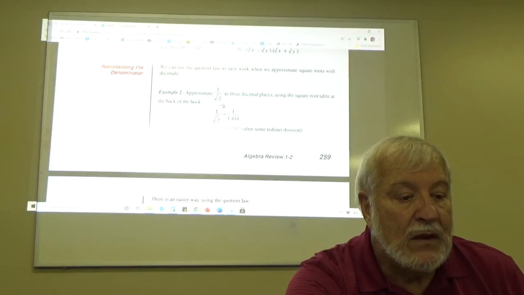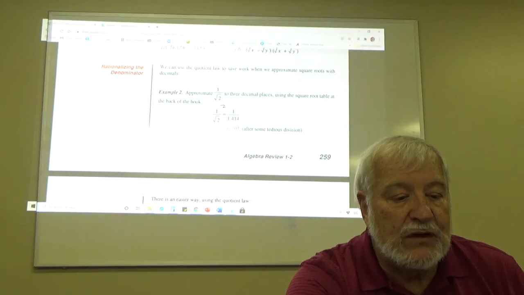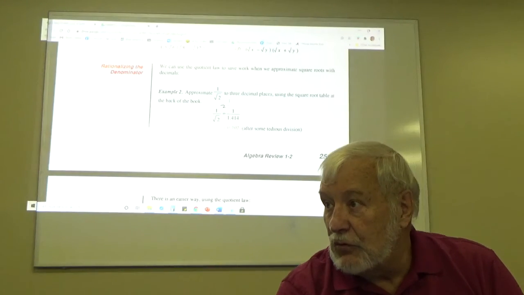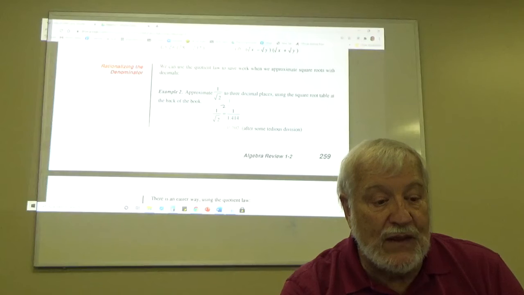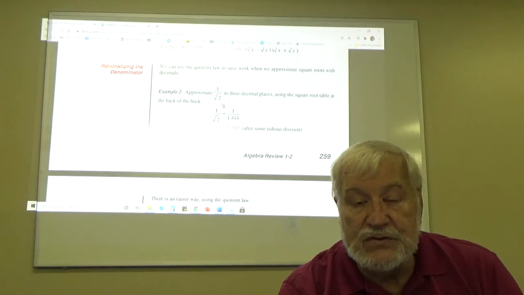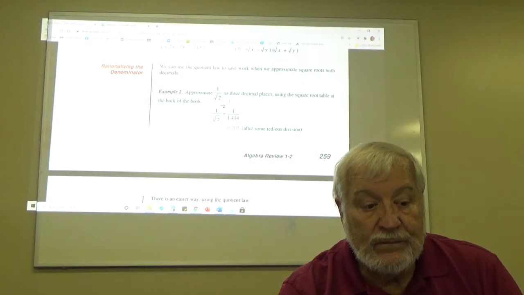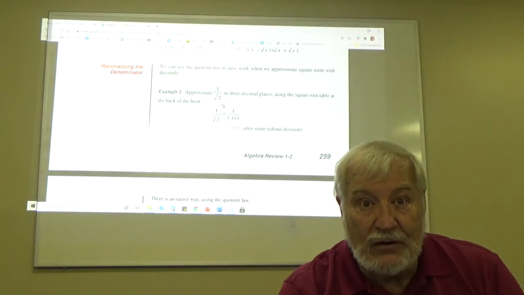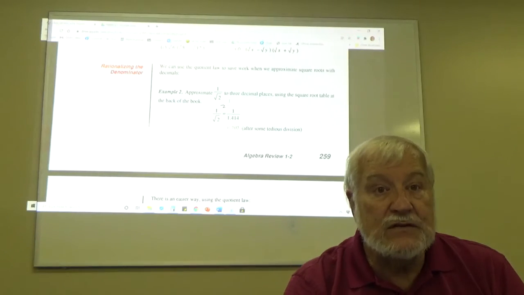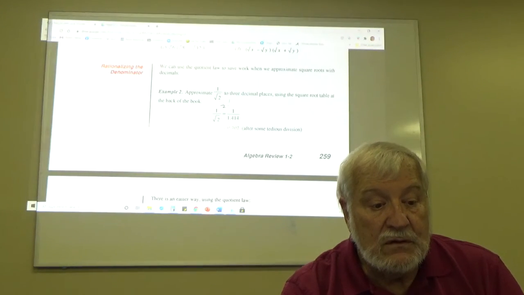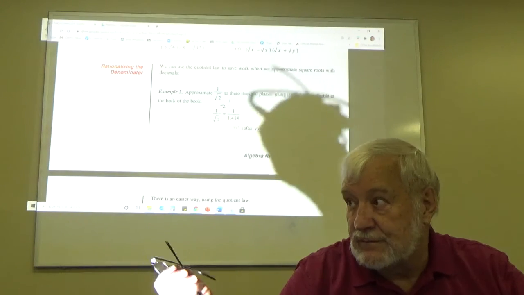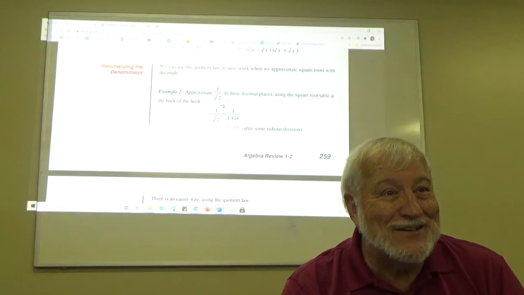Okay, now what would you do with this problem if you needed a decimal? 1 divided by square root of 2. What would you do if you needed a decimal for that? You put it in the calculator, don't you? So put in 1 divided by, and then square root of 2. 0.7071067. Boy, how'd that solve that issue, right?